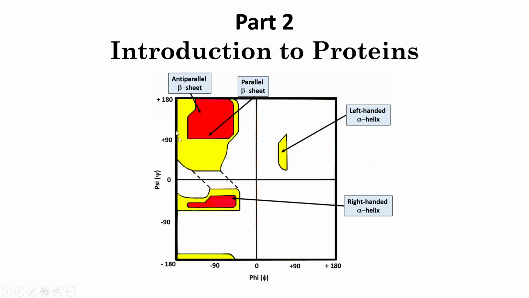So he was the one who gave these specific angles. This is the psi angle here, and these are the phi angles. The red part is where the structures are most comfortable and stable in a protein. So these are the phi and psi angles. These are around plus 90 and minus 90 for phi and psi angles, which make anti-parallel and parallel beta sheets. And these specific angles are suitable for a right-handed alpha helix, and these angles are suitable for a left-handed alpha helix. Whereas all these angles which are not shown in yellow or red are not suitable for a protein structure to be stable.